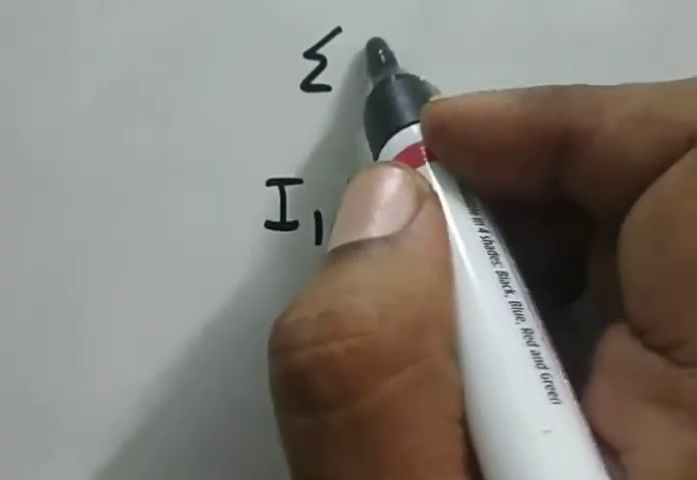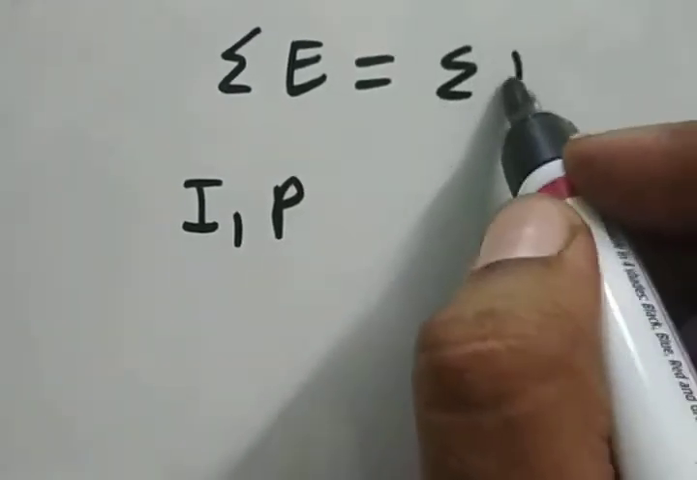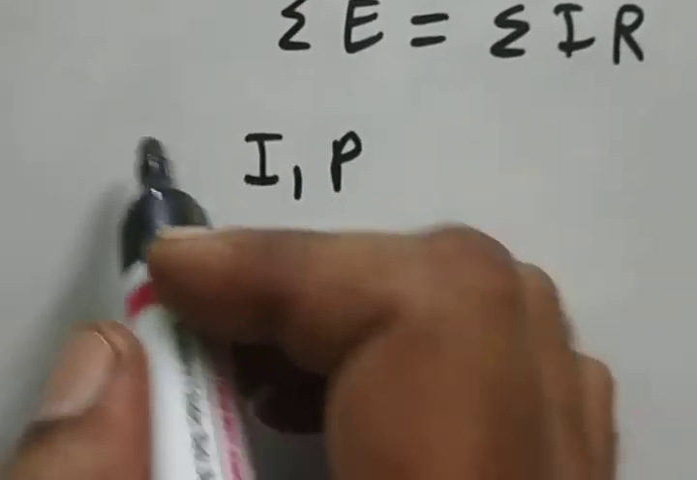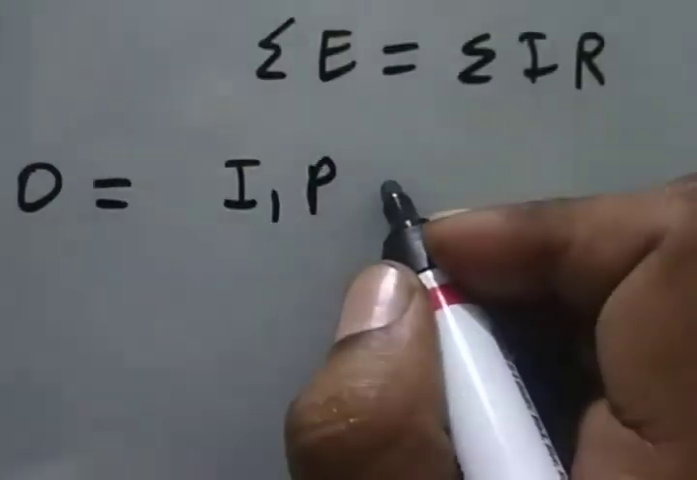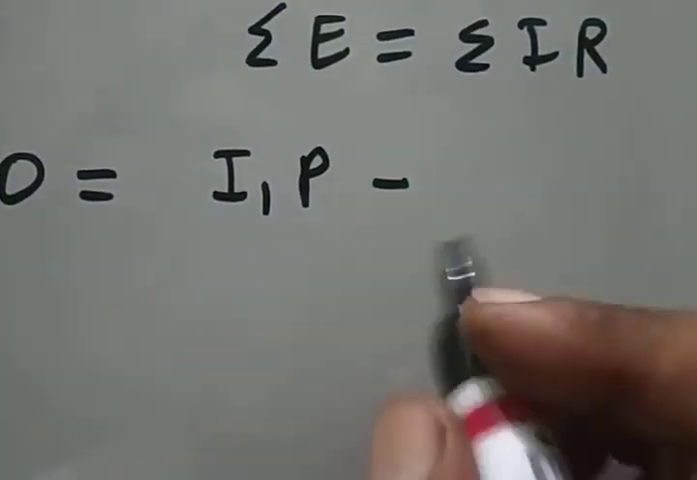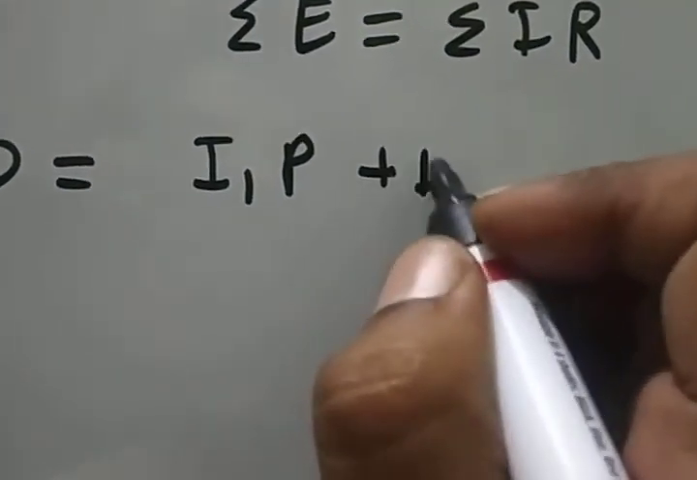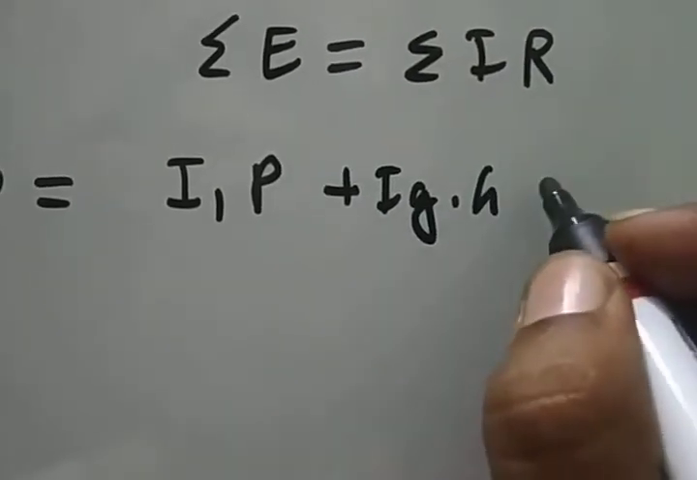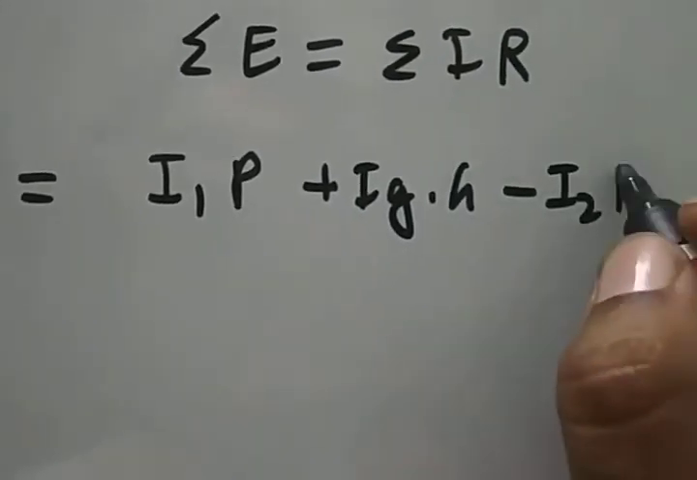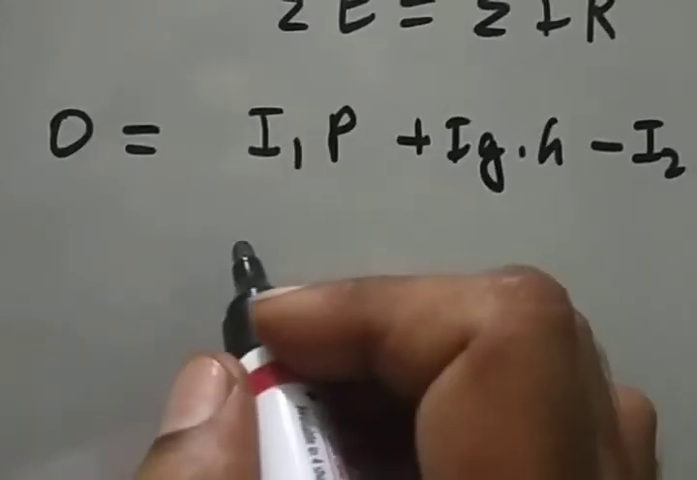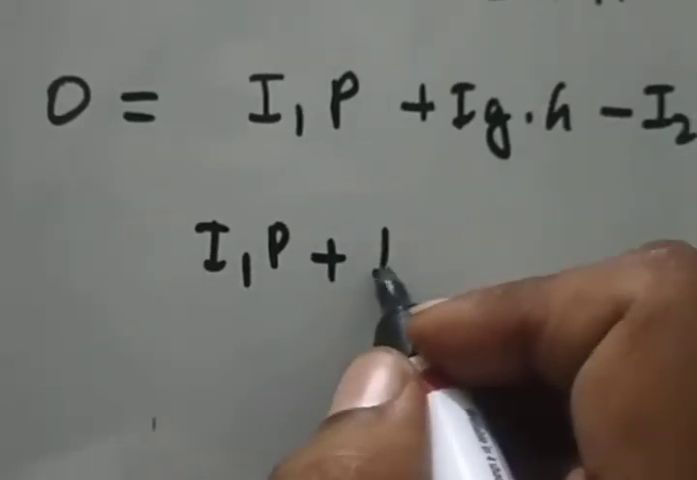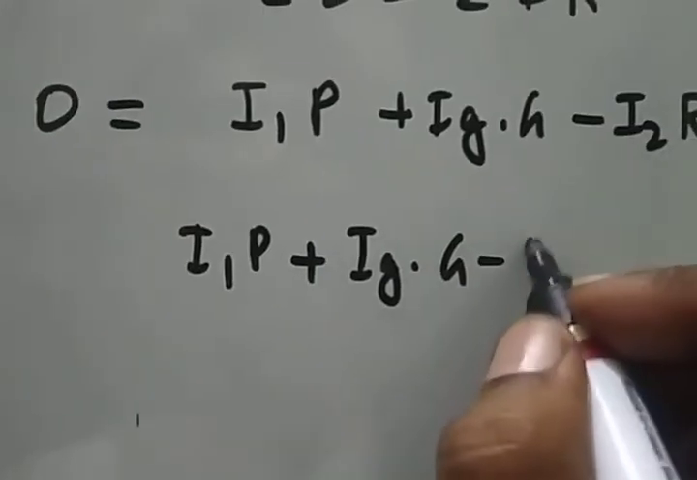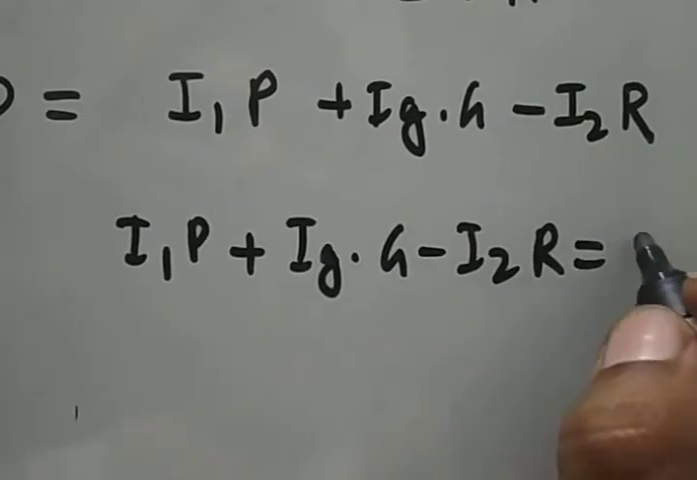So we can write, first of all, sigma E is equal to sigma IR. So sigma E is 0, so I1P plus IG G minus I2 into R. We can also say I1P plus IG G minus I2R is equal to 0.